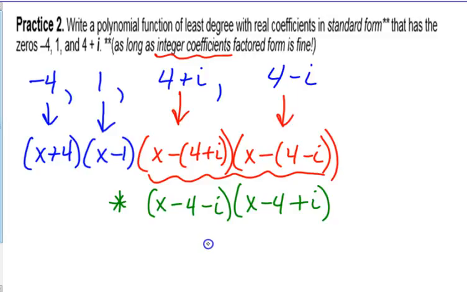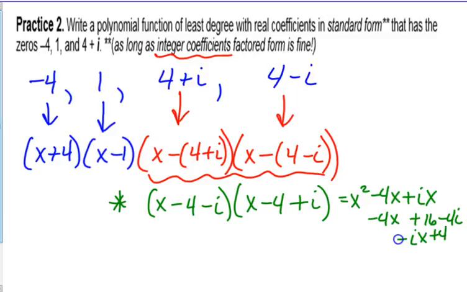I'm going to go through it really fast one more time. I'm going to distribute all that out. You'd have an x squared, a minus 4x, a plus ix. Then when you distributed the negative 4, you'd have a negative 4x plus a 16 and a minus 4i. And then when you distributed the negative i, you'd have a minus ix, a plus 4i, and a minus i squared. I didn't line them up very well. I just was trying to get them down. Which is an x squared, a minus 8x, this and this cancel, this and this cancel. 16 minus i squared would be 17. All right, you can do it that way.